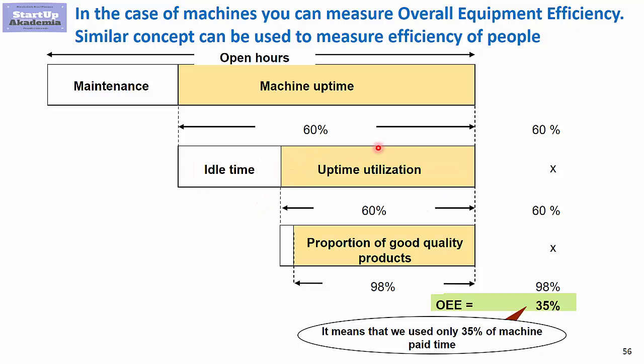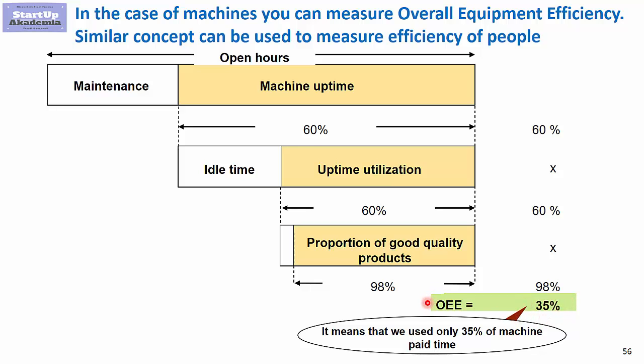So in this way, you would have a time you can actually use to work, wasting another 40% out of what you had. And obviously, some of the goods will be good quality and some of them will be bad quality. So you lose here as well. If you assume that you lose 2%, on top of the 60% on the previous two stages, you end up having an overall equipment efficiency of 35%.